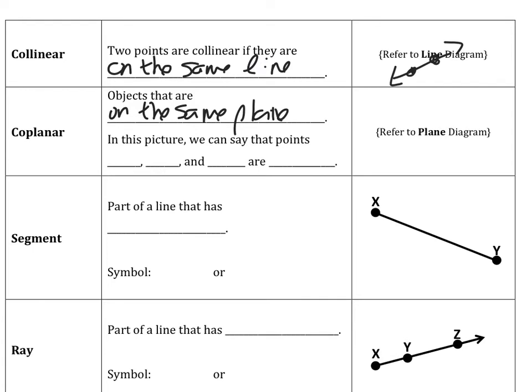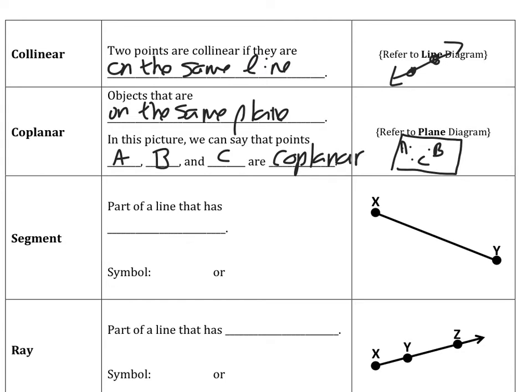If we look at a plane, I'll quickly draw one because we don't have the diagram. If we have points A, B, and C, we can say that points A, B, and C are coplanar.